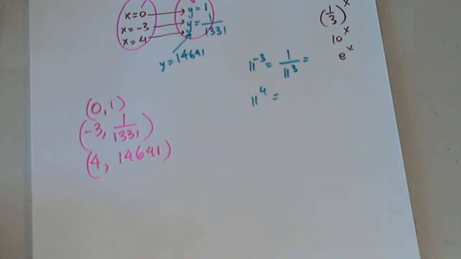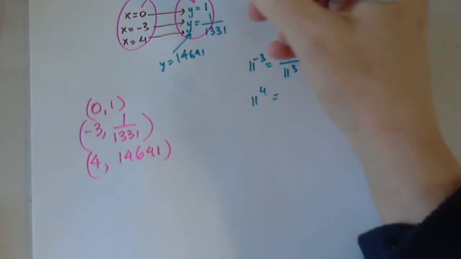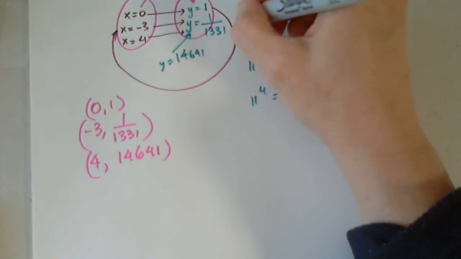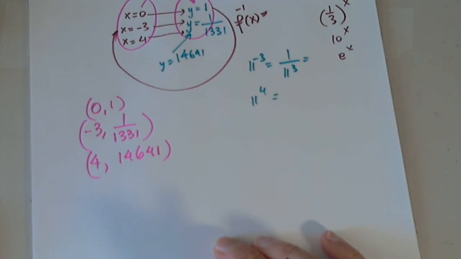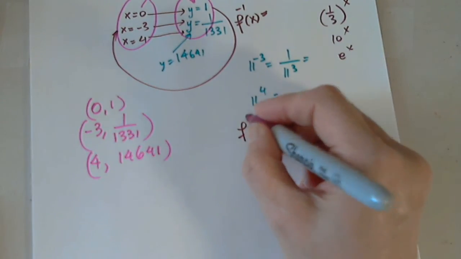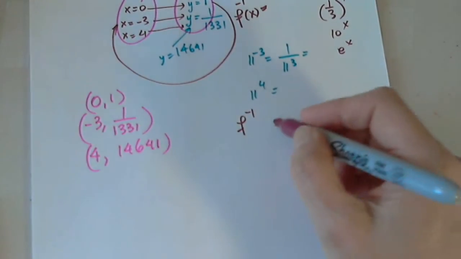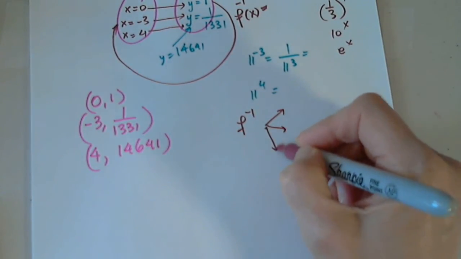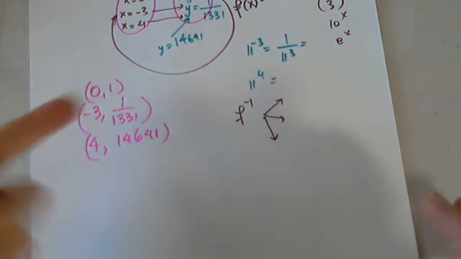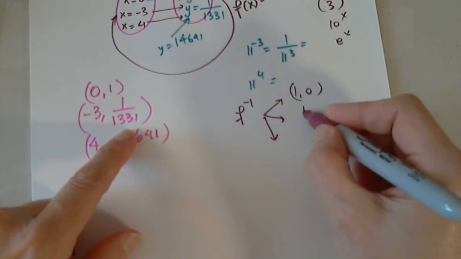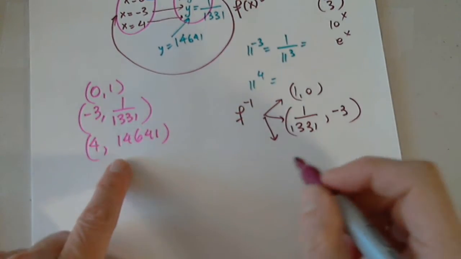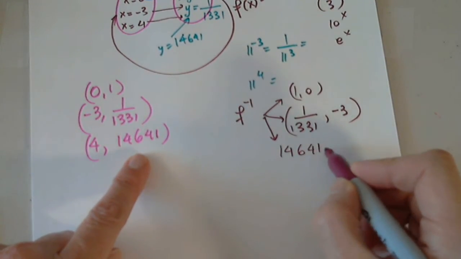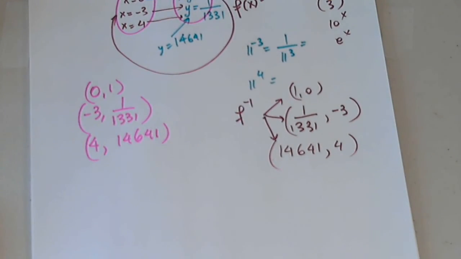Okay. This is a one-to-one function. You will have an inverse function. The inverse function will be denoted by F inverse like we always did. Don't write it just yet. My question is, for F inverse, can you give me 3 points? 1 and 0. Of course. 1 over 1331 and -3. Yep. And then 14641 and 4. Excellent. But I want to show you that this is true.